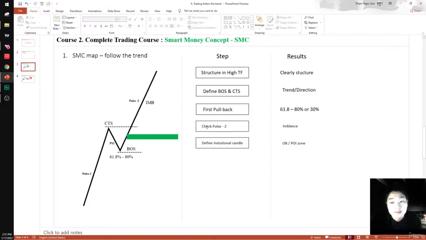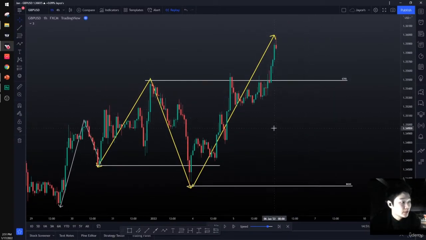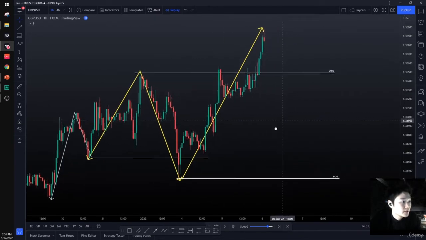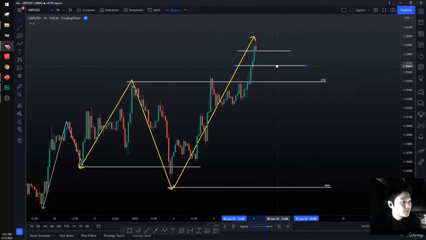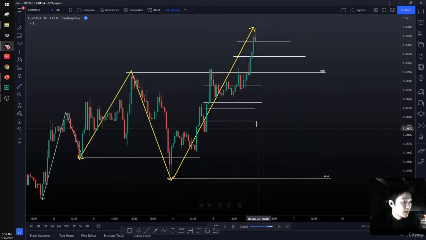At this time, check the second pullback wave and define the institutional candles and define the POI and the order block zone. The first thing, check the imbalance. You can see here is the second pullback wave of the market, and in this pullback wave you can see we have the imbalance very obviously over here and over here, in this zone. In this wave we can also see we have the imbalance zone, and that is a very strong signal that smart money joined into the market, and we can enter with this wave.